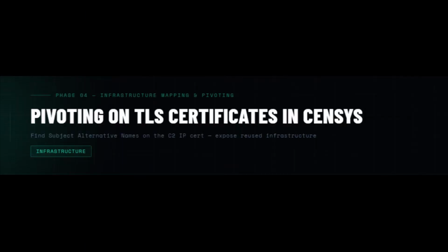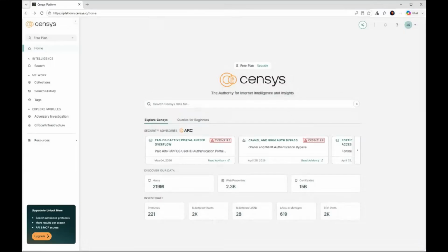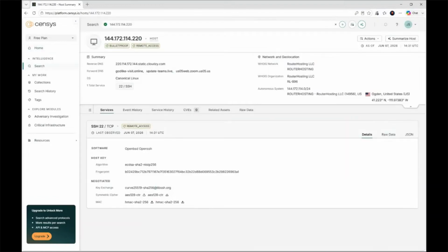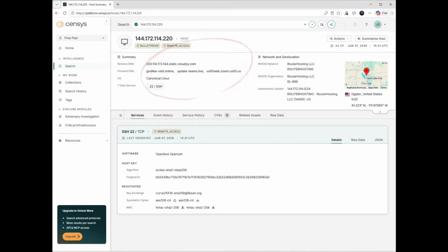Next, I'm using Censys to investigate the infrastructure associated with the IP address. Censys identified several domains hosted on the same system, including update-teams.live, which was one of the indicators found earlier in the investigation. This helps confirm the relationship between the domain and the underlying infrastructure.